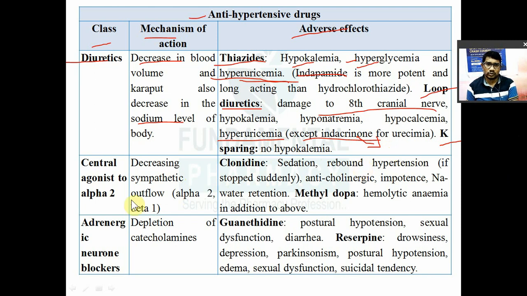So they are combined with the beta blockers. Beta blockers cause hyperkalemia. That's why they will cause no hypokalemia by potassium sparing diuretic. So these are the adverse effects of your diuretics.